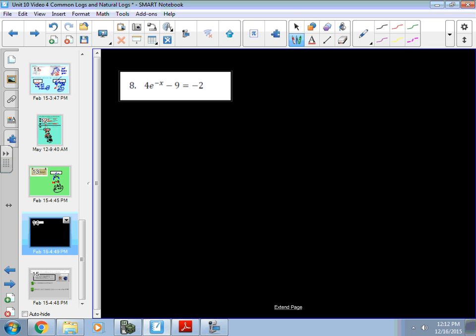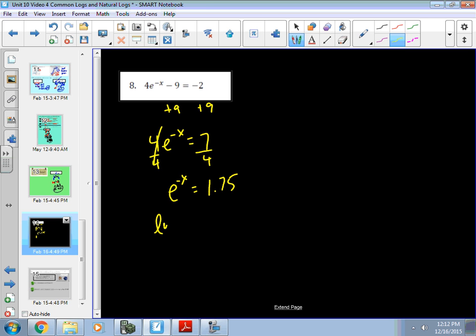All right, let's see how well you've been doing on these. Start by treating it like an algebra problem. Add 9. You've got 7. Looks like we're going to divide by 4 next. So if we divide both sides by 4, that cancels out. You've got 7 over 4, which is 1.75. Now you get stuck here. This is the part where you can't really do any more algebra, so now you want to do logs. Natural log both sides.